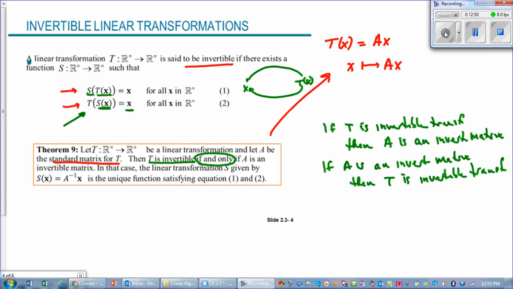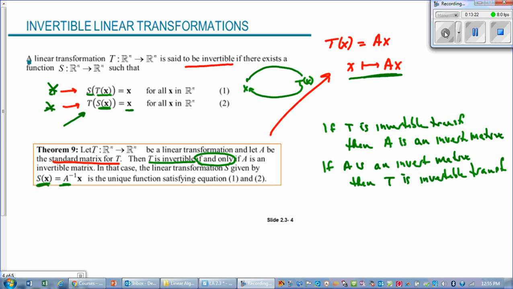So if we know that S and T are inverse functions or transformations, then we know that S can be defined by the inverse matrix multiplication. So T is accomplished by that matrix multiplication A, and so S then will be accomplished by the standard matrix A inverse times X. And so that will be a unique function that makes both of these two statements true.